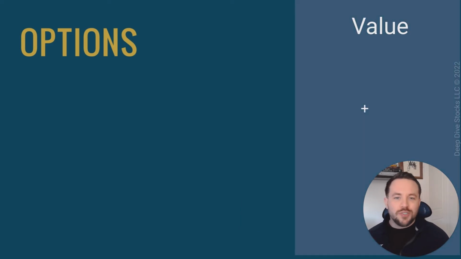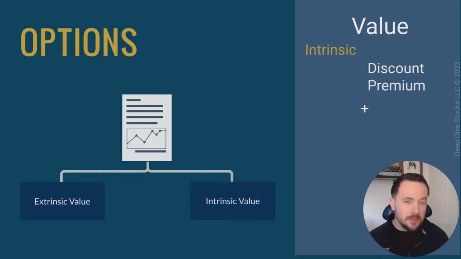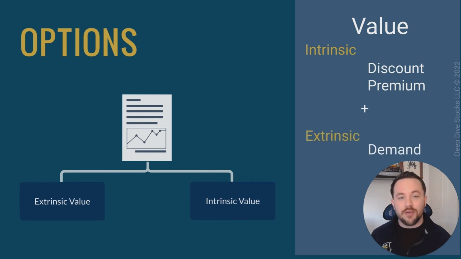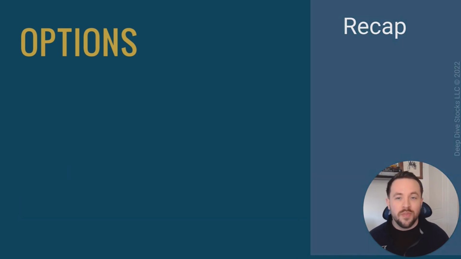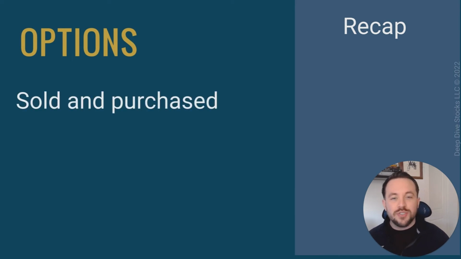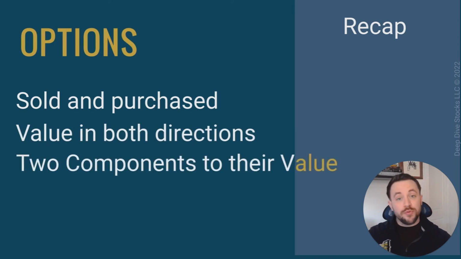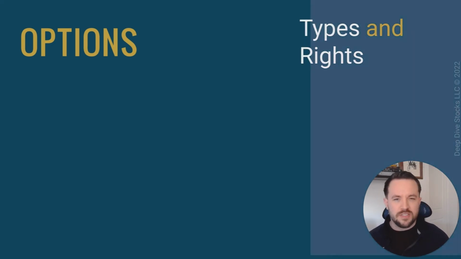So we see that an option has two components to its value. It has both the intrinsic value and the extrinsic value. The intrinsic value is the discount or the premium that the option provides, and the extrinsic value is basically the demand of the option. So this example helped solidify 3 points. The first is that options are both purchased and sold by investors. The second is that options provide value in both directions, to sell at a premium or to purchase at a discount. And finally, the value of an option can be thought of as the combination of the extrinsic and the intrinsic values. So let's start diving a little deeper and see how all this fits together.